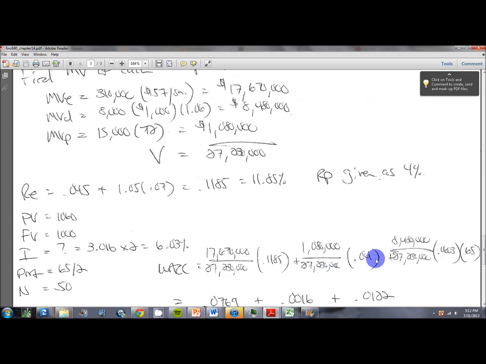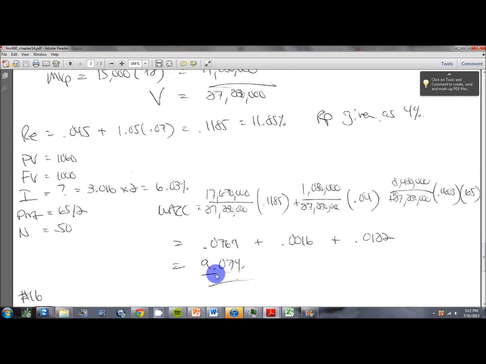And then essentially you have everything at your disposal. You plug it all into this equation right here. This is your WACC equation, and that gives you 9.07%. So this is how you solve problem number 15 in Chapter 14.